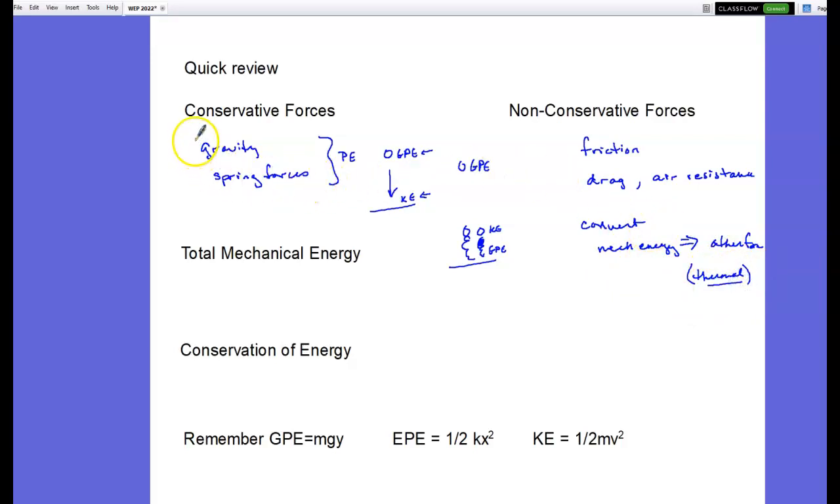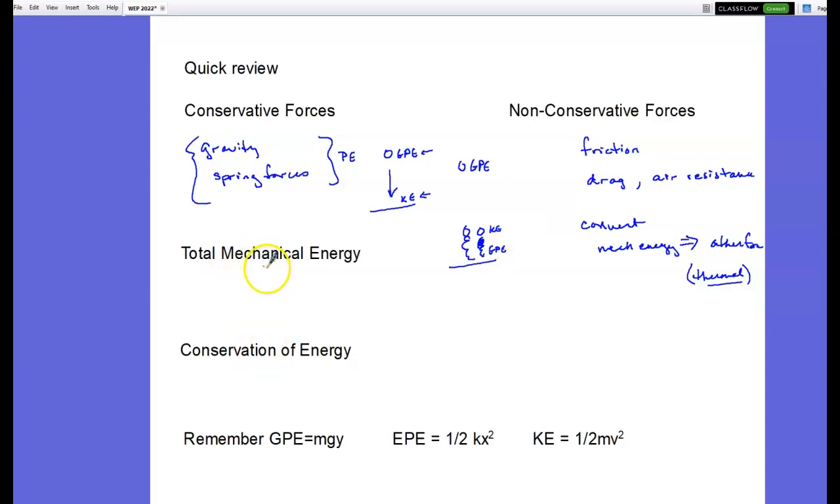So the ones you need to be aware of are gravity and spring forces are conservative, and friction, any drag force like that, is non-conservative. So friction will generally take energy out of your system, or at least take any potential energy or kinetic energy away.